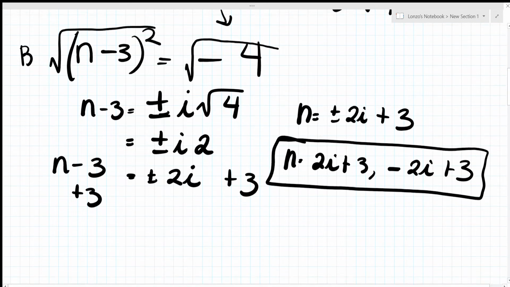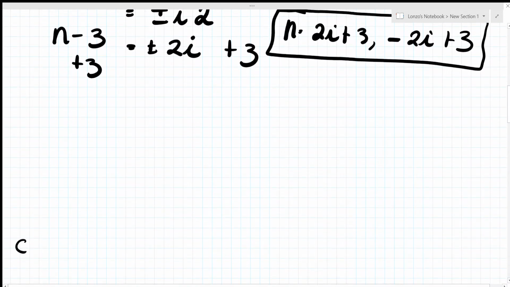Let's do C. So C says we have c squared plus 9 equals 0. So we've got to solve for c by using the square root property. So let's look at the left side. We have c squared plus 9.